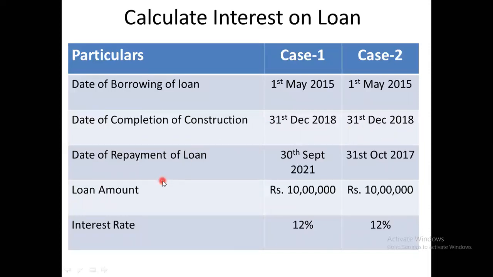However, when it comes to the date of repayment of loan, under case 1, the date of repayment of loan is on 30th of September 2021. And under case 2, the date of repayment of loan is on 31st of October 2017. The loan amount and the interest rate is the same under both cases. So therefore, when you look at the overall case, you can see that case 1 and case 2 are similar in all aspects except for the date of repayment of loan.